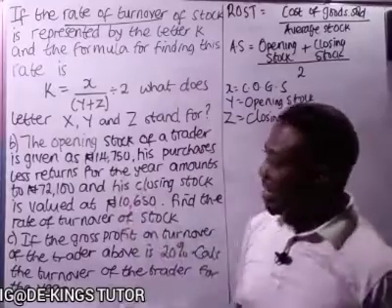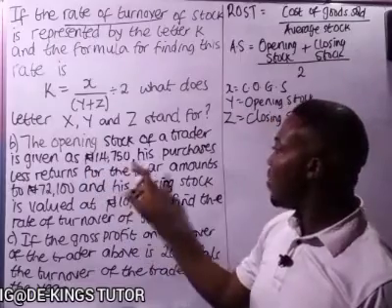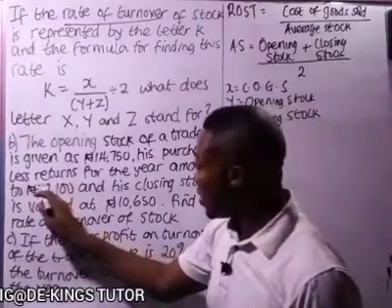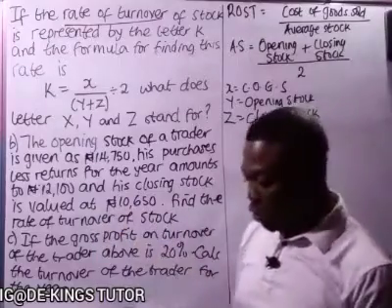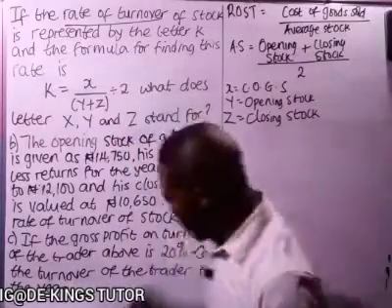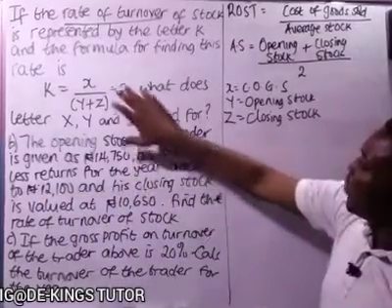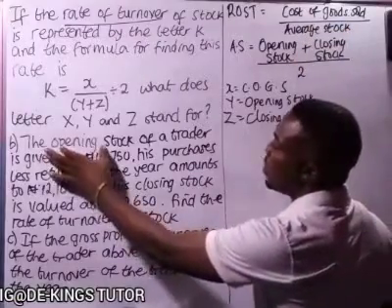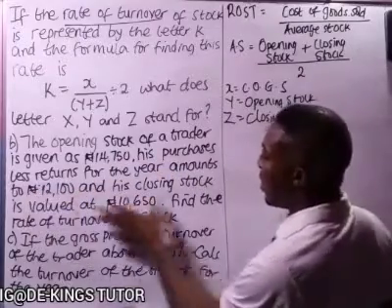We have answered that. And the second one said, the opening stock of a trader is given as 14,750 naira. His purchases less return for the year amounts to 72,100 naira, and his closing stock is valued at this. Find the rate of turnover of the stock. Now they want us to calculate it in financial terms, the rate of stock turnover. Now if you notice in the question, the rate of stock turnover has cost of goods sold and average stock. And in this second question, it said the opening stock is this, and the purchases is 72,100 naira, and the closing stock is this.